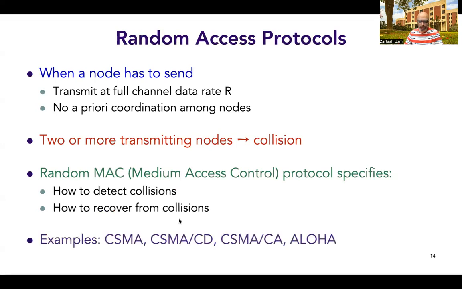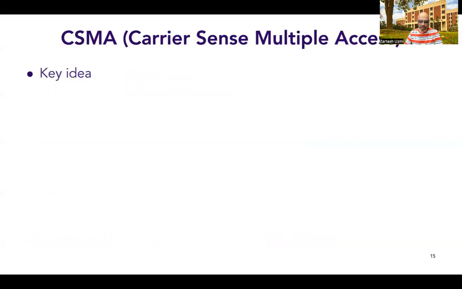A random access MAC protocol specifies how to detect the collisions and how to recover from those collisions. Some examples of these protocols are carrier sense multiple access, CSMA protocol, with collision detection, or CSMA protocol with collision avoidance. Aloha is one of the older protocols which used to be used. We don't use it anymore. So let's just talk about the CSMA protocol, which is one of the most popular ones.